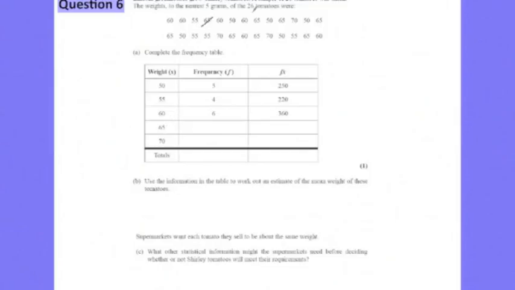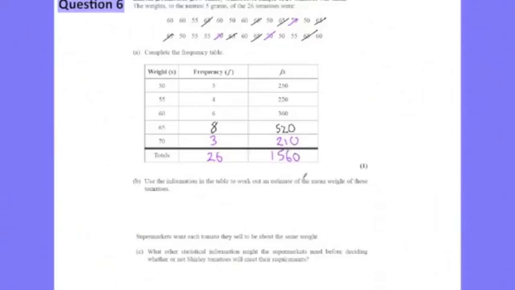1, 2, 3, 4, 5, 6, 7, 8. 8 altogether. Find fx, 65 times 8, 520. How many 70s are there? 1, 2, 3. 3. Check that the total adds up to 26. Multiply your 3 by your 70 to get 210. And then find your total for fx.